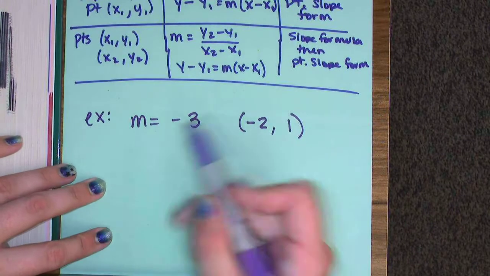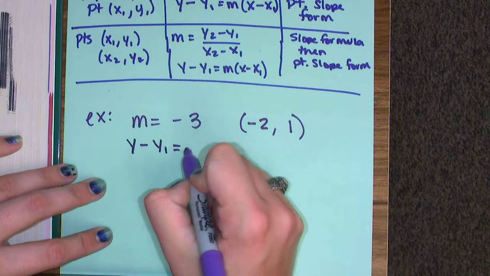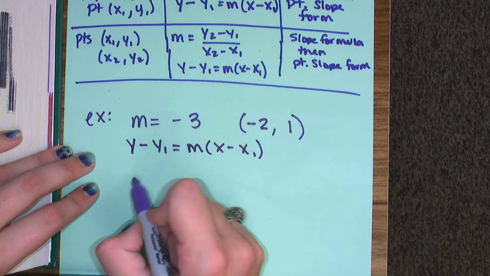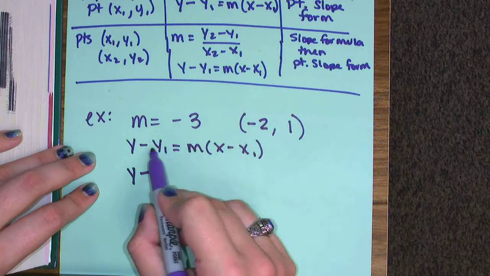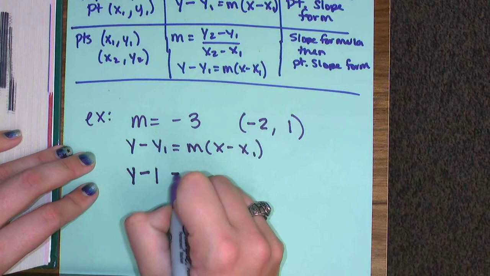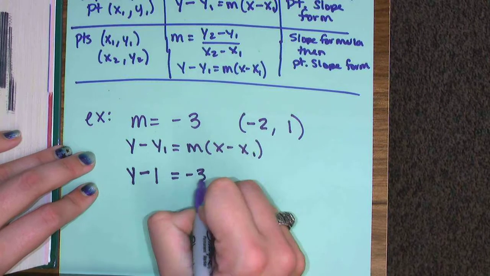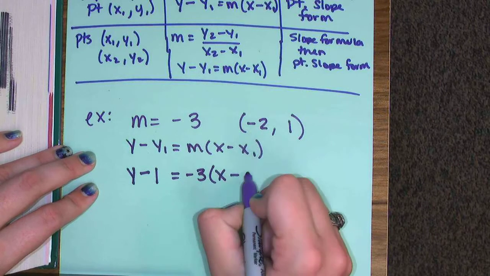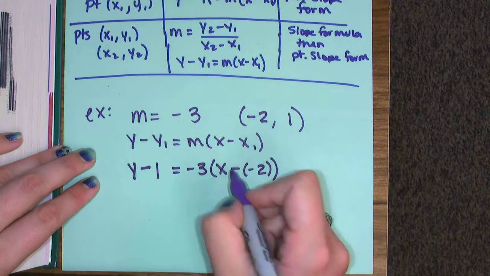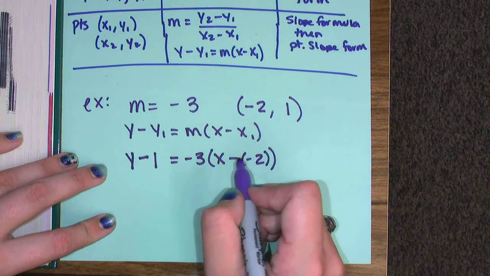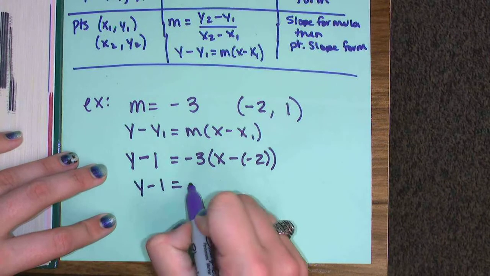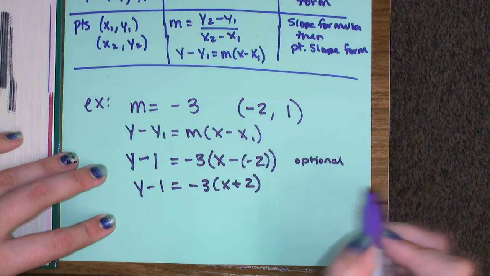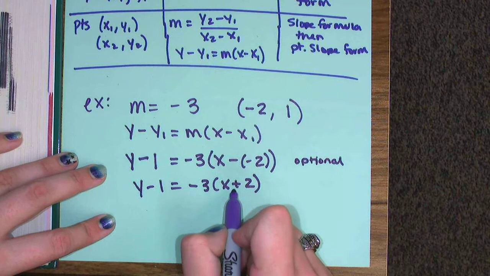So just to get in the habit of it, I'm going to write down y minus y1 is equal to m times x minus x1. Now remember, we just copy the variable y minus y1, which is 1, is equal to m, which is -3, times x, we keep the variable, minus x1, which we replace with a -2. You could skip this step of writing this part, but you would ultimately have to write it this way: y minus 1 is equal to -3 times x plus 2. So this is an optional step. You could just go straight to this step from here.